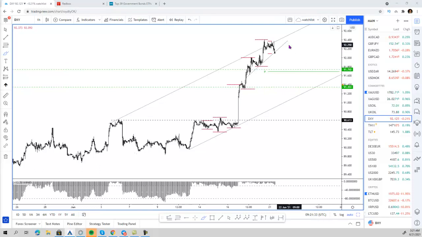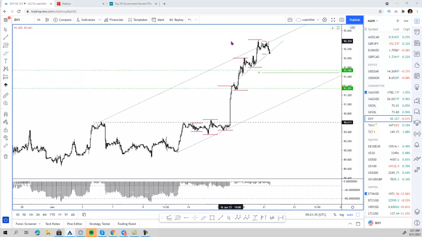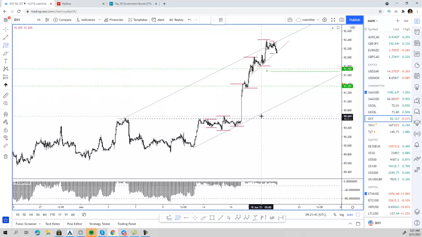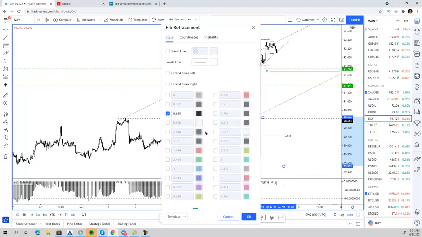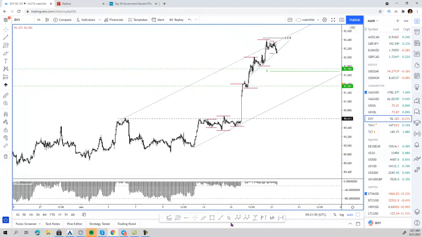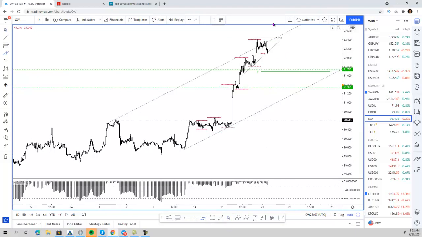But if you look at those targets that we have hit to the upside, why don't we grab a Fibonacci tool? I reckon we are around the 261.8 of the range that we were trading in. And right there, you can see that we have hit that 261.8 at the top of the move, at the top of this structure.